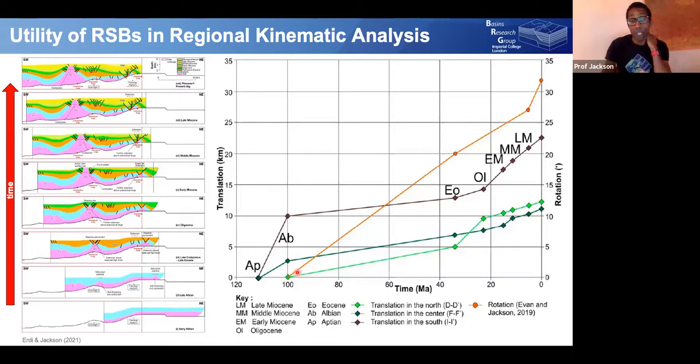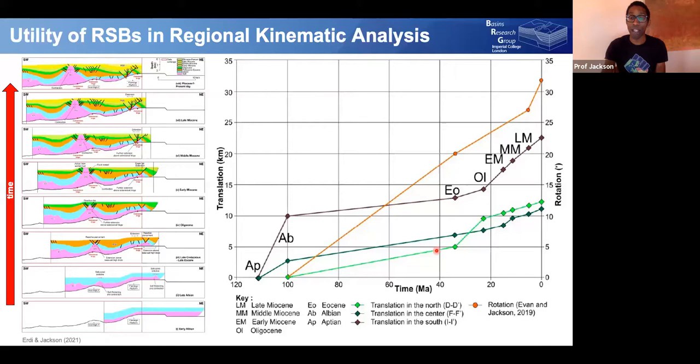So what you can see in here, the brown line is a restoration he did in the south, and you can see that the onset of translation was earlier than it was in the north, which is this bright green line. So it started about 10 million years later in the north. But then once everything started flowing seaward, we can see the rates, the brown line and the bright green line, are all similar. The gradients are the same, so the rates are similar.